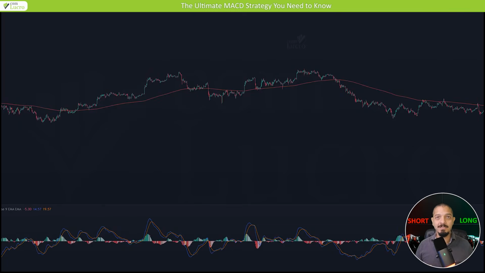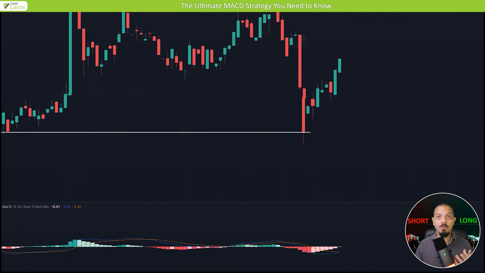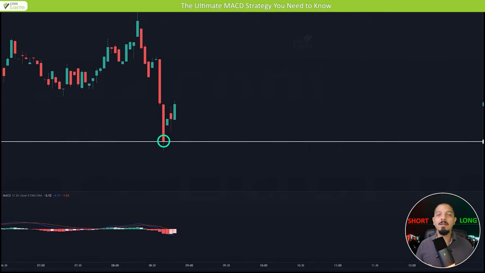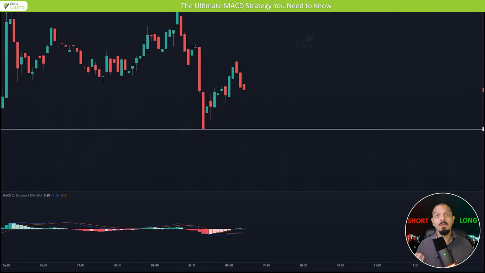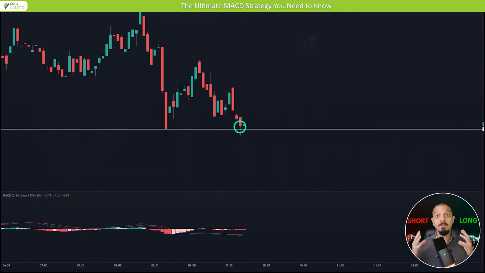So, how do we fix this? By adding price action to the strategy. Here's how it works. Identify key support or resistance levels. Look for areas on the chart where the price has previously bounced or reversed. For instance, in this example, the price drops, hits a support level, and reverses upward. Wait for the price to return to the same level.